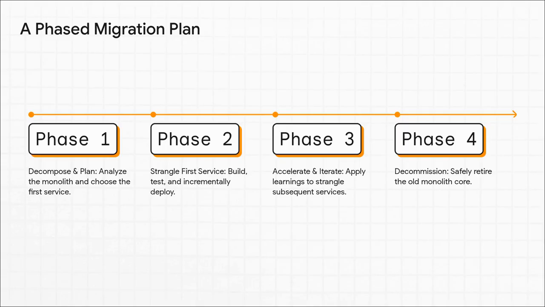You've learned a ton, and now you can start strangling service after service, getting faster each time. And finally, the moment we've all been waiting for, Phase 4. You get to turn off the lights in that old monolith for the very last time. Now that is a good day.